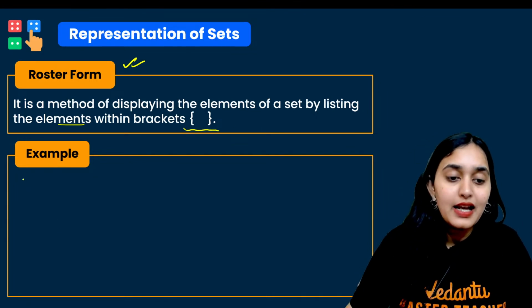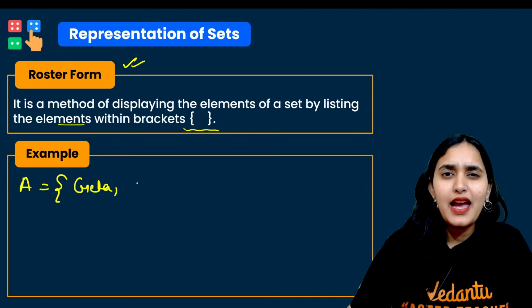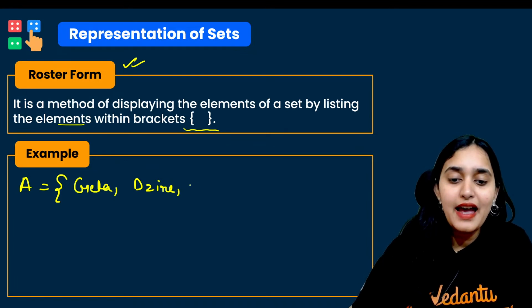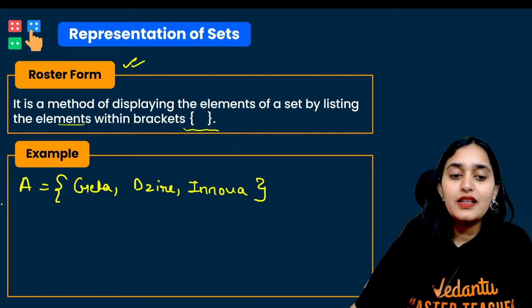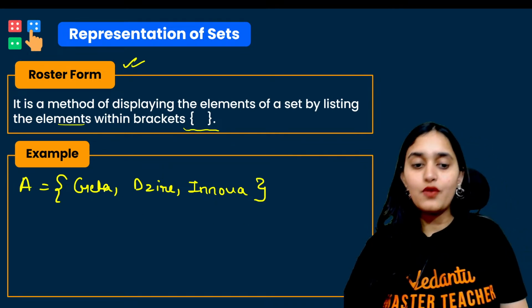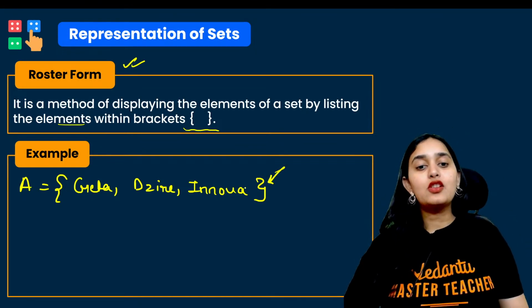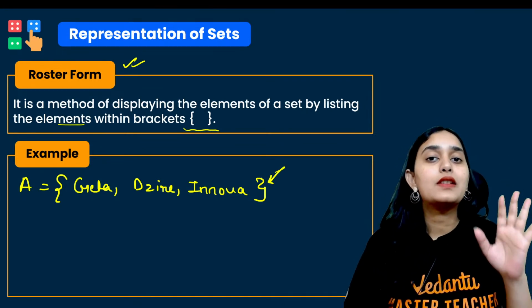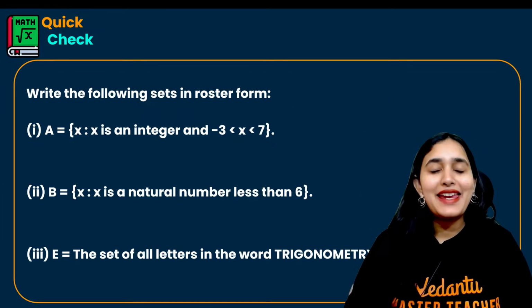For example, set A is a collection of cars. So let's say we have Creta, we have Swift Dzire, and what else? We have Innova or some other car. So this is a collection of cars, and we write it inside curly brackets. Such a form is called roster form. Clear? Let's see some examples.